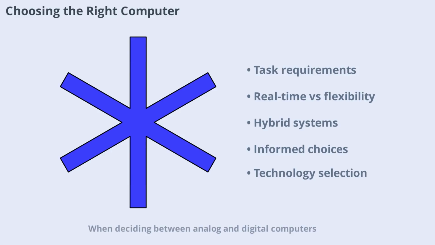When deciding between analog and digital computers, consider the task at hand. If you need real-time simulation or control, an analog or hybrid system might be best. For most other applications, digital computers offer the flexibility, speed, and reliability you need. Understanding these differences helps you make informed choices in technology.